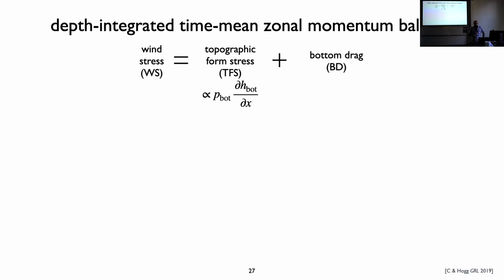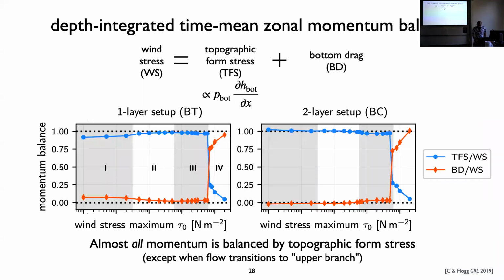So we see that it has to be balanced either by this process that I was telling you about, the flow moving up and down ridges, which we call topographic form stress, or by bottom drag, because the flow touches the bottom and there's some skin friction at the ocean bottom. And if we look at how much of the wind stress is balanced by topographic form stress and how much by bottom drag, it's always 90% or 80% balanced by topographic form stress, both in depth independent cases and in depth varying cases.